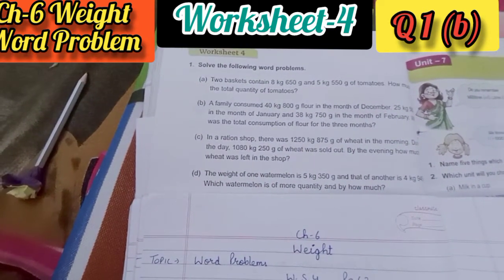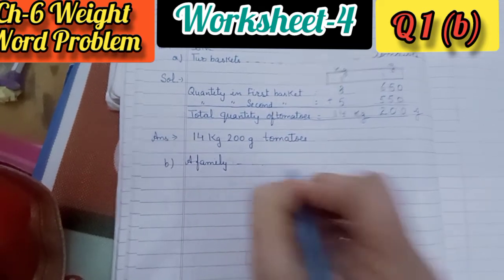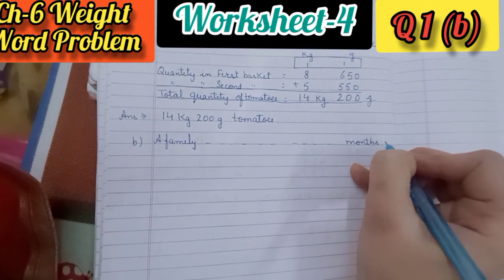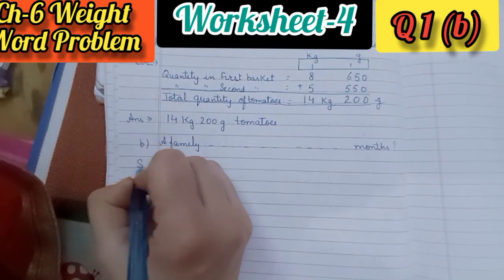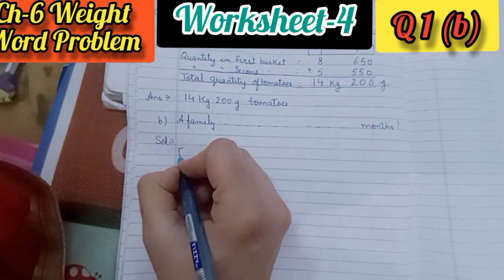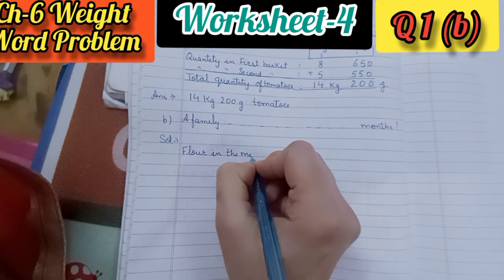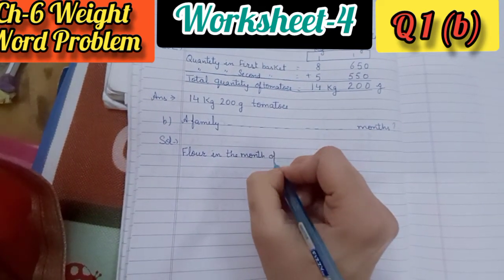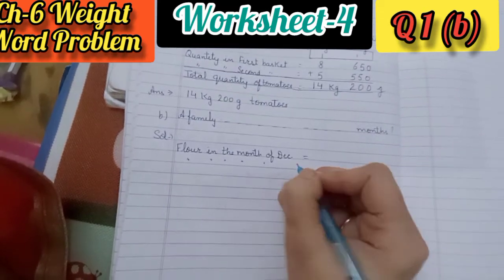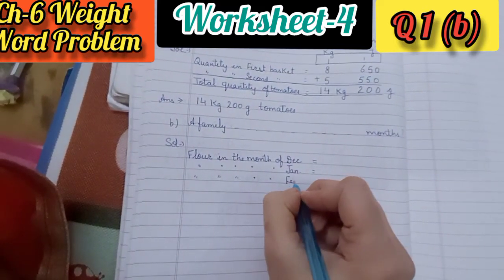So how to write? A family to months. In solution, flour in the month of December, flour in the month of January, flour in the month of February.